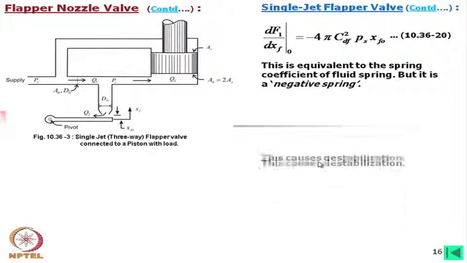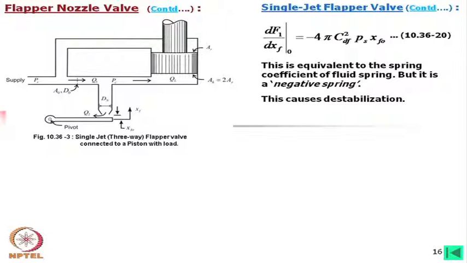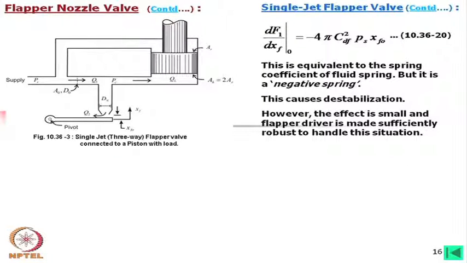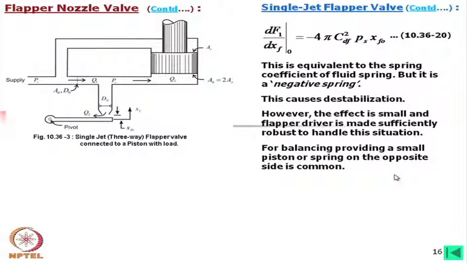Normally, when a mechanical spring is gradually compressed, the load is increasing. Here it is opposite. This causes a destabilization. Due to this negative nature, destabilization is observed. However, the effect is small and the flapper drive is made sufficiently robust to handle this situation. This means that while we are designing this torque motor, we have to consider this part, and it should be robust so that it can handle such destabilization.